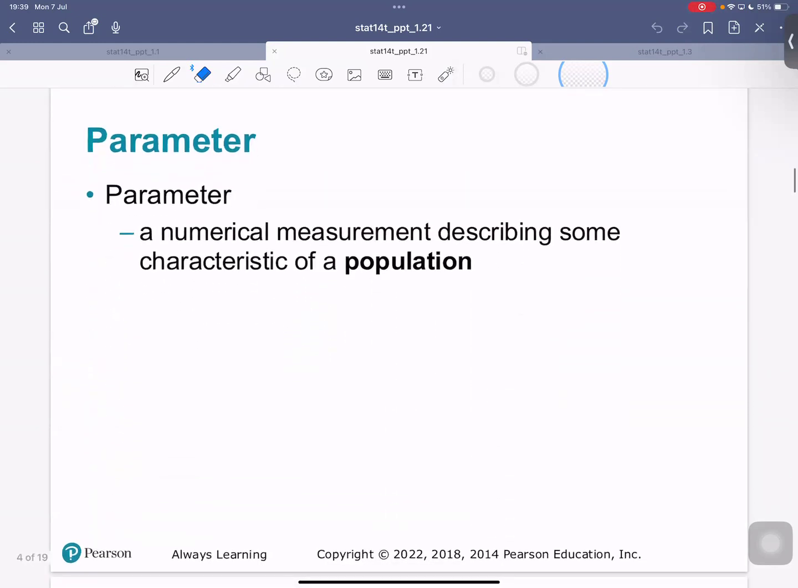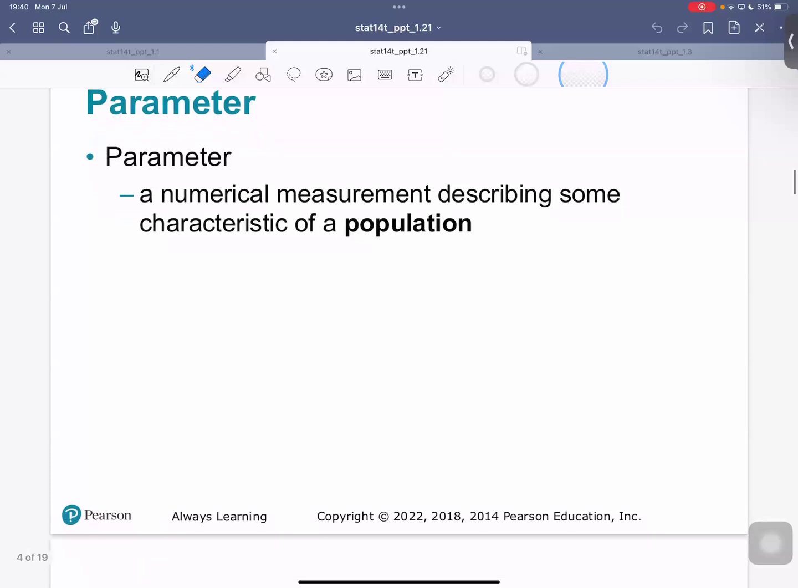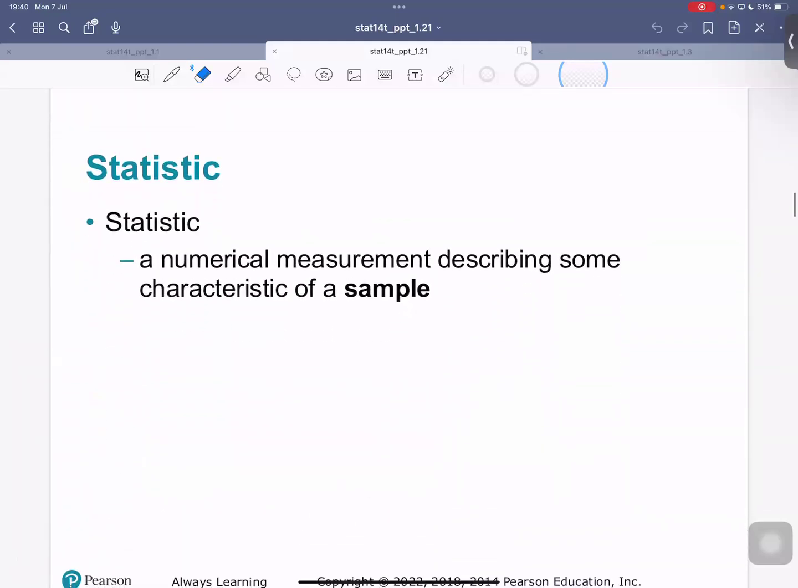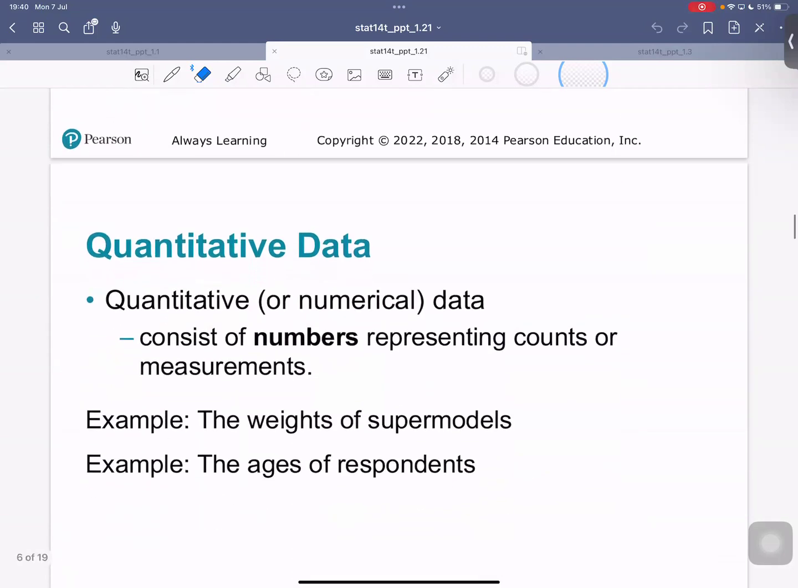Okay, let's find an example. A parameter is a numerical measurement describing some characteristic of a population. So parameter goes with population, right? That's the numerical measurement. I'm going to give you an example later. And a statistic is a numerical measurement describing some characteristic of a sample. So statistic goes with sample. Population goes with parameter, right? It starts with the P. This one starts with the S. That's the way to remember.